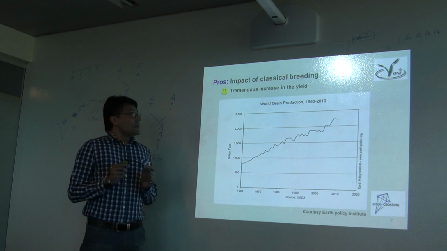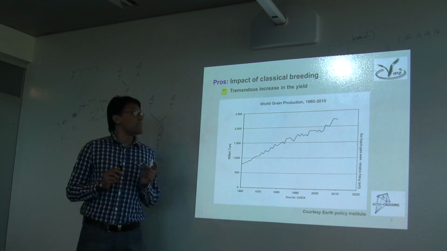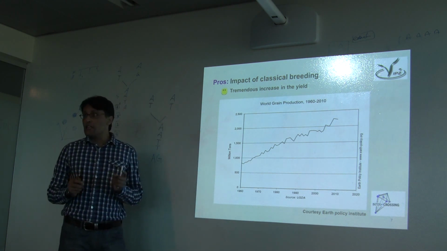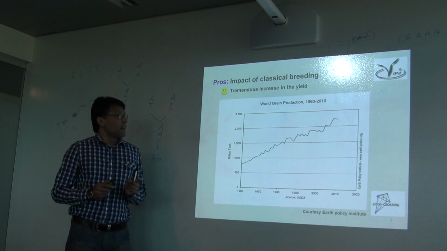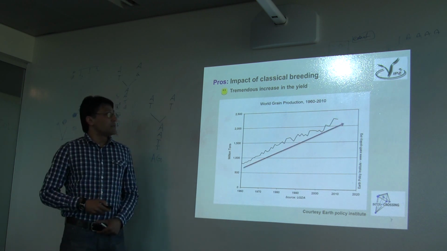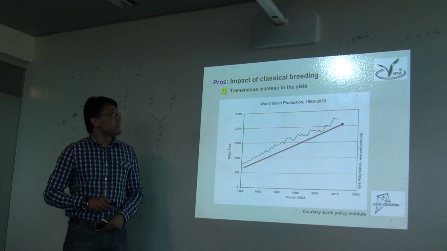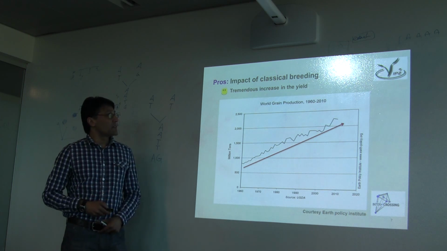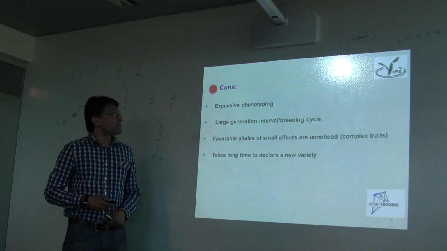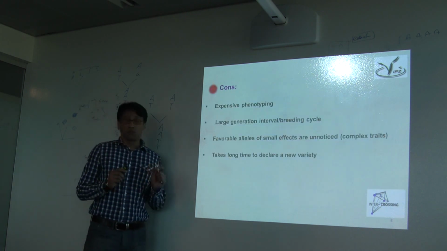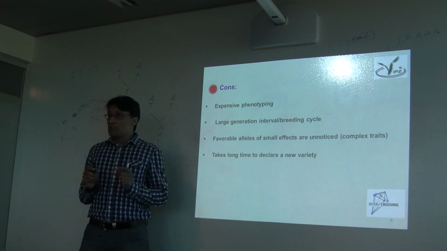Now, the main advantage of classical breeding is the tremendous increase in the yield of different crops and grains. And as you can see, there is a steady increase in the production of different grains in the last century or so. But there are some issues attached to such kind of methodology.